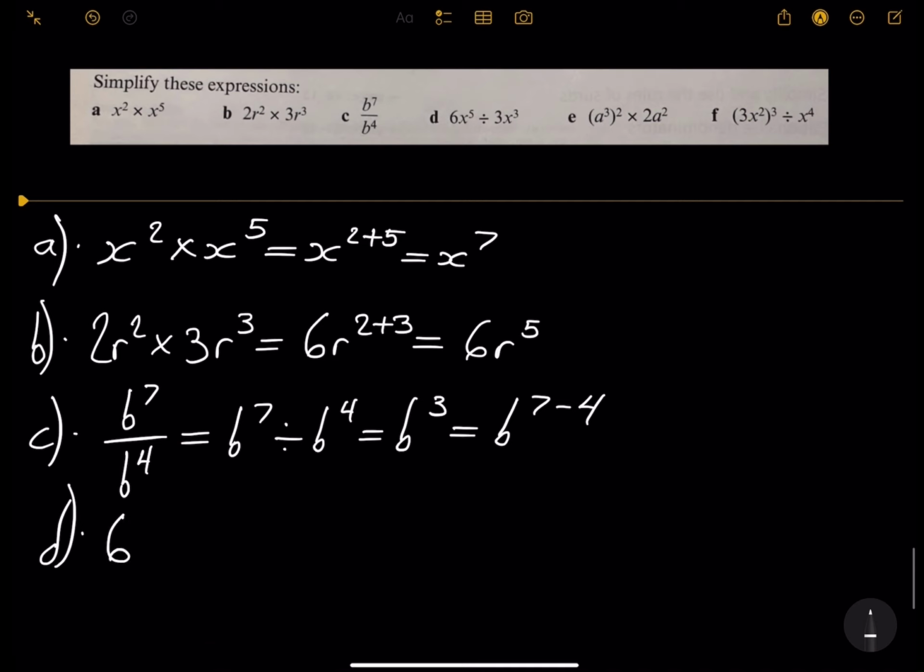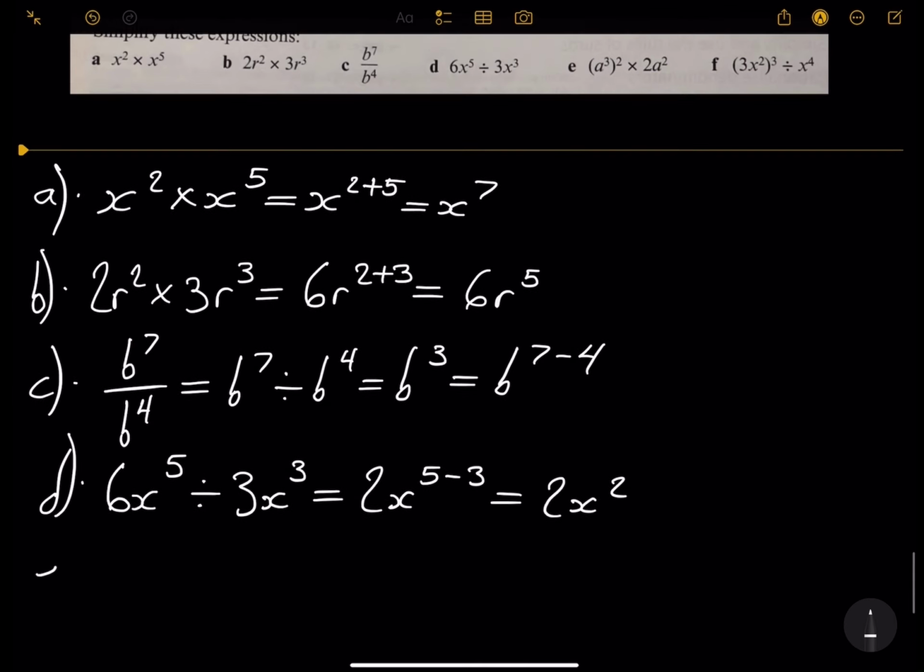Part D, we've got 6x raised to the power of 5 divided by 3x cubed. So 6 divided by 3 is 2. So 2x raised to the power, and then we're dividing, so we're going to use a subtraction of the exponent. So 2x raised to the power of 5 minus 3, which is equal to 2x squared.